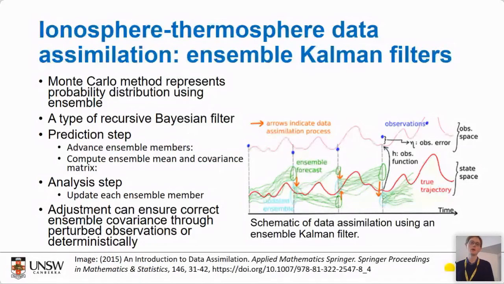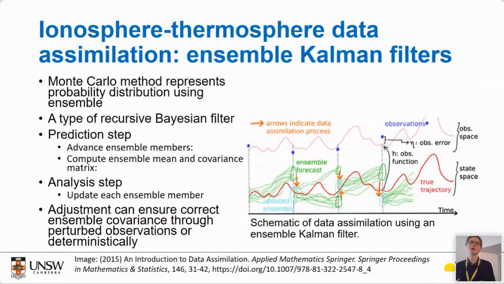The ensemble Kalman filter variant is a Monte Carlo method where the probability distribution is represented using an ensemble. So you start with an ensemble of models, in this case, TIGCM models of the thermosphere, each in a range of different possible states of the thermosphere. Then a prediction step follows where the models are advanced in time and the mean and covariance of the ensemble is updated.